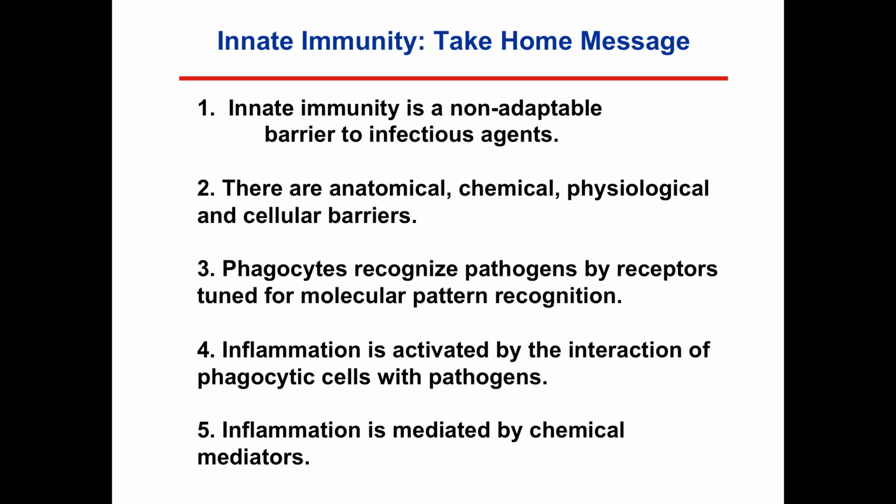The first is that innate immunity is a non-adaptable barrier to infectious agents. 2, there are anatomical, chemical, physiological and cellular barriers that are used to protect us from infectious agents. 3, there are phagocytes that recognize pathogens. There are specific types of cells. There are particular receptors on these cells that are tuned to recognize molecular patterns on bacteria and infectious agents in order to get rid of them.